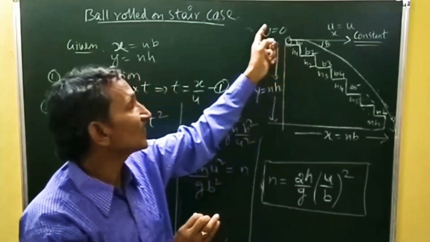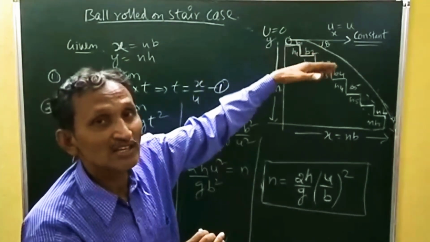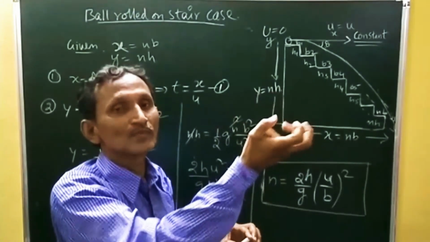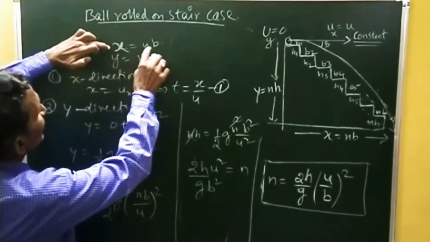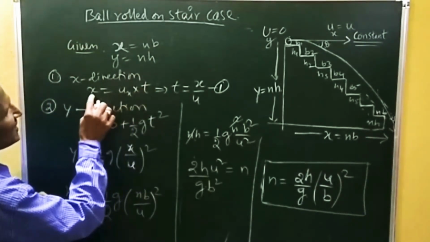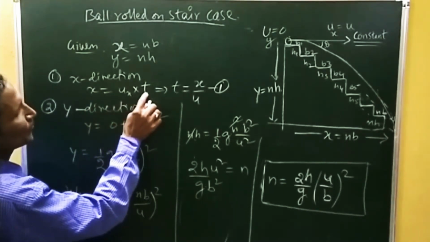So initially the vertical velocity is 0. Then the vertical velocity goes on increasing because of the gravitational pull on the body. So we have to take that x is equal to u times t, and y is equal to n times h. The x direction is horizontal velocity into total time.